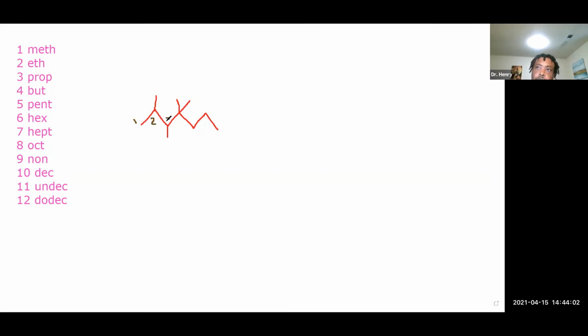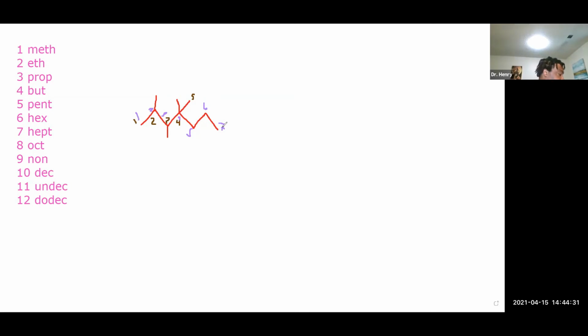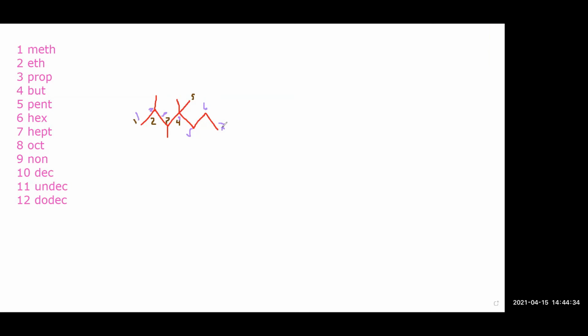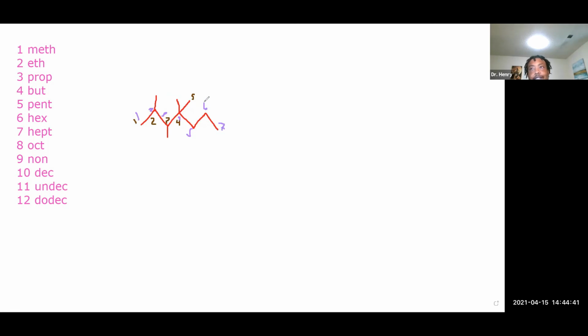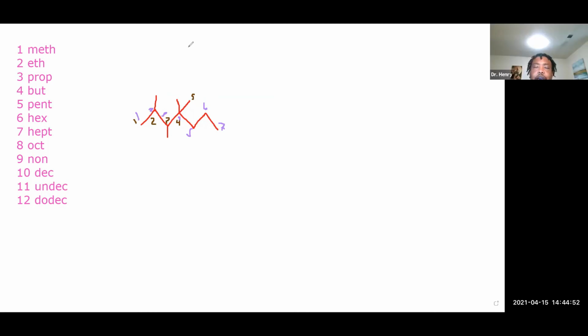1, 2, 3, 4, and that would be 5 here. Or I could go 1, 2, 3, 4, 5, 6, 7. So which one is the longest chain? 5? The purple is longer, right? 1, 2, 3, 4, 5, 6, 7. Yes, I was looking at the longest straight line. Sorry, I was looking at 3 to 5. Okay, so you want to make sure that you have the longest chain.